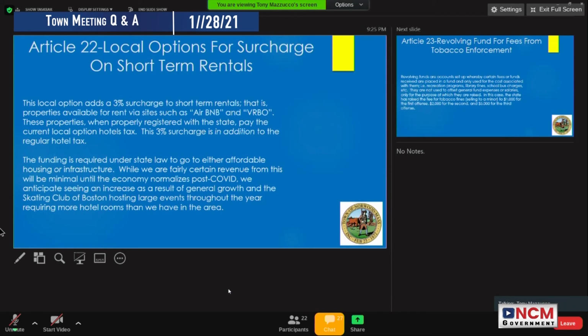Just two other quick points on this. Because the state likes to do funny things, we have to direct it to infrastructure or affordable housing. Since we have CPA money for affordable housing, we figured we'd put this towards infrastructure. Now, until we start receiving substantial amounts of money, it's probably not going to be a whole lot. It might be a couple thousand dollars a year. But if we do see large growth in Airbnb and short-term rentals down the road, it could be nice to get an extra street paved every 5 or 6 years. And somebody actually sent me a message that maybe we should consider doing an Airbnb at the Morse House. Could be a great revenue generator for the town.